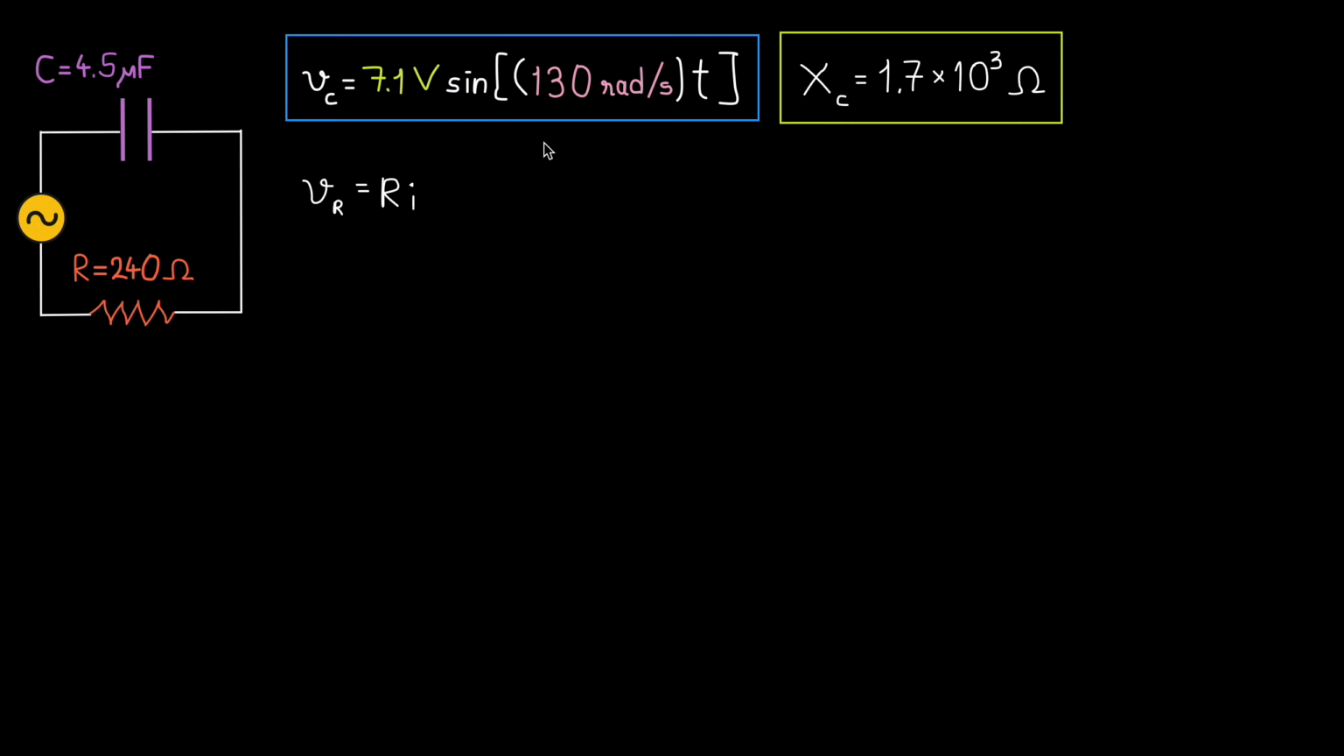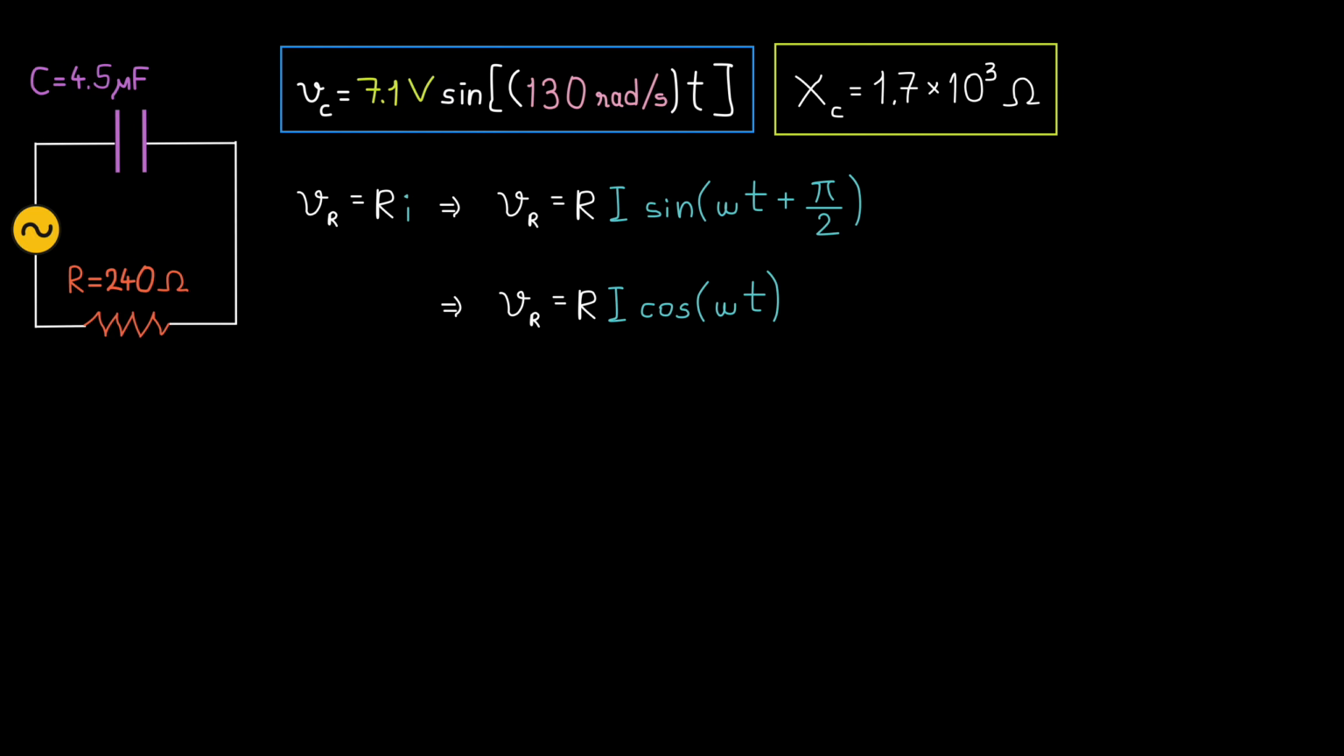So either way works. Here I have expressed V sub R in two different ways. You can either use sine. In that case, you would have to add a phase difference of 90 degrees or pi over 2. So that's sine omega t plus pi over 2.